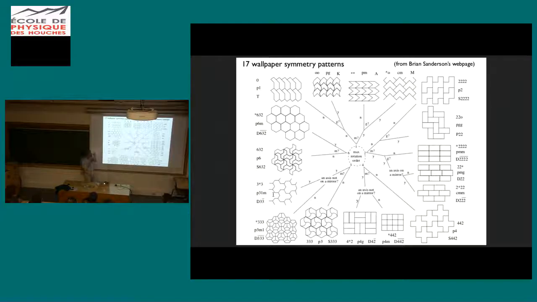Okay, so I didn't talk about this. But you can ask the question, how many different wallpaper patterns or tilings can you have in flat two-dimensional space? It turns out that there are 17 different ways if you classify them according to their symmetry groups. And I guess what you were talking about is something like this.